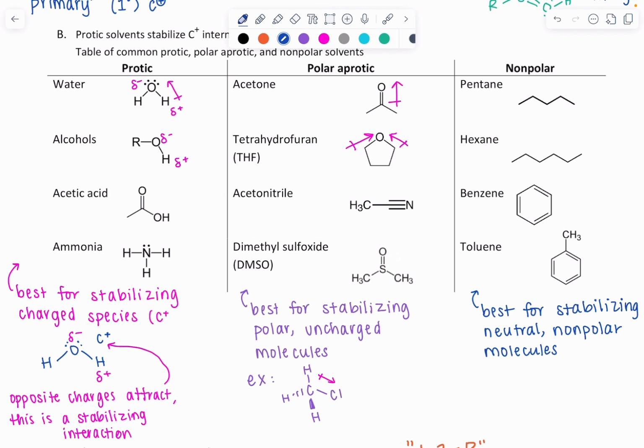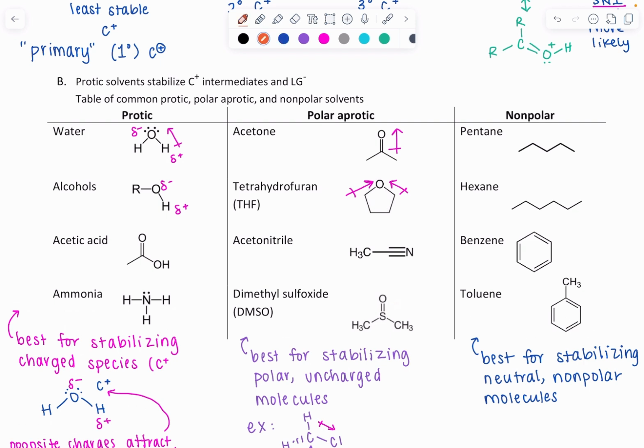So typically, SN2 reactions happen best with polar aprotic solvents. They could happen in protic or nonpolar, but polar aprotic solvents are best for stabilizing polar uncharged molecules, which is kind of what we see in SN2. SN1 reactions are more likely to happen in protic solvents because protic solvents stabilize the carbocation intermediate and the negatively charged leaving group. SN1 reactions definitely won't happen in nonpolar solvents because the reagents really won't dissolve in those solvents.